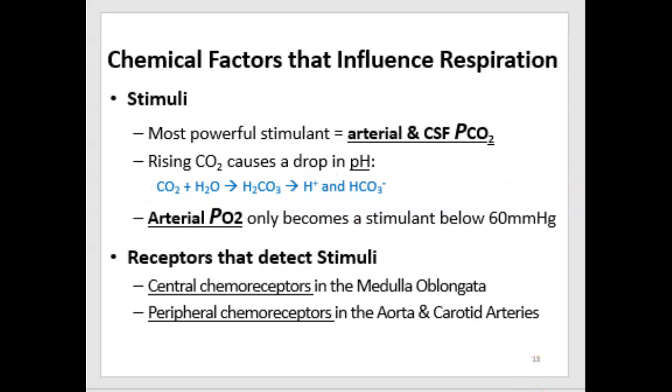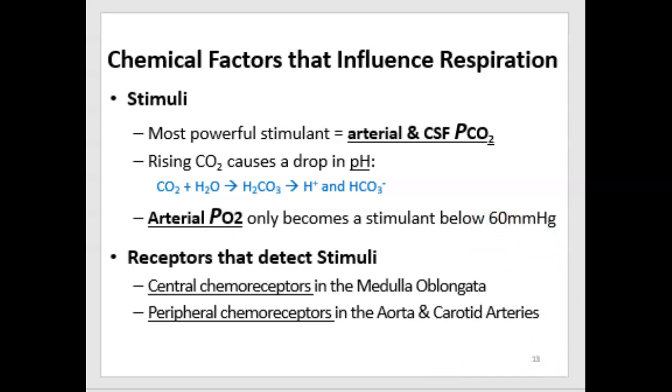So CO2 is closely regulated, I guess, for two reasons. One is just in and of itself, CO2 is a waste product. The other is because it causes acidic conditions. The other stimulus is levels of oxygen, or PO2, and that is usually in the arterial blood. But it really only becomes a stimulant when it gets super low, below 60 millimeters of mercury, which is quite low.